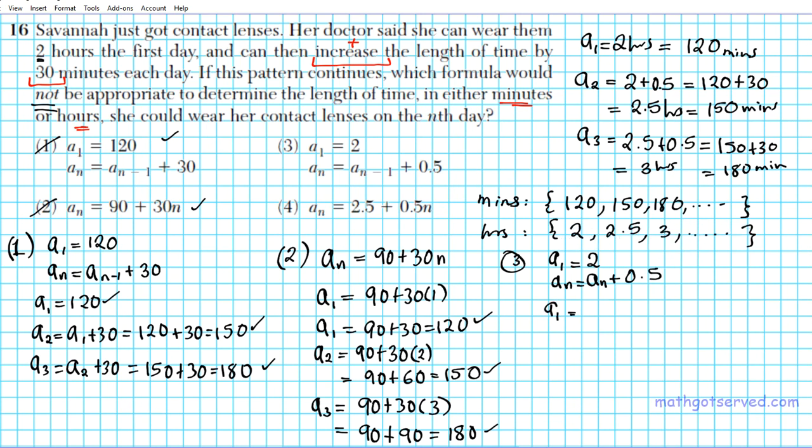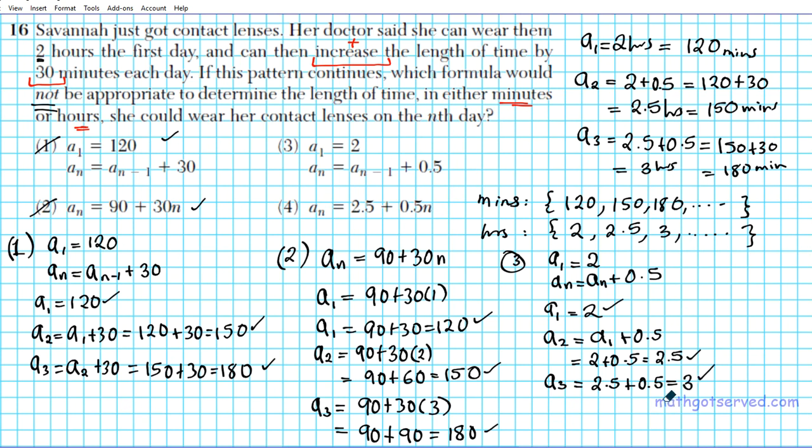So A1 is 2. That's the first term for the hours sequence. Check. A2 is the previous term A1 plus 0.5. The previous term is, what is it? 2 plus 0.5, which is 2.5. Are we surprised? No, because this recursive definition is exactly what this is. And then A3, what's A3 going to be? 2.5, the previous term, plus the growth factor, the common difference, 0.5. You get 3. And that's exactly what the third term is here.